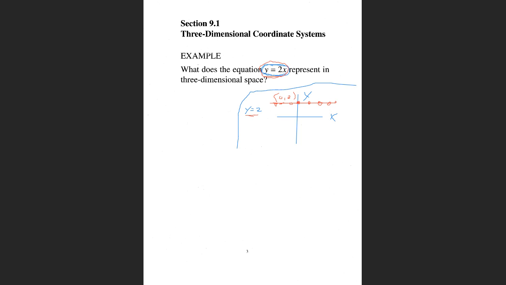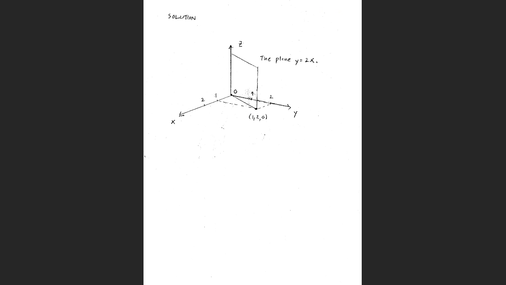So picture taking the line y equals 2x and moving it up any z value, moving it down any z value. What are you going to trace out in three-dimensional space? What's going to be traced out? That's good, Eric, good, Christian. That's going to make a plane. That's right, Binyam. And that's what happens. You have a plane. Y equals 2x is a plane in three-dimensional space.